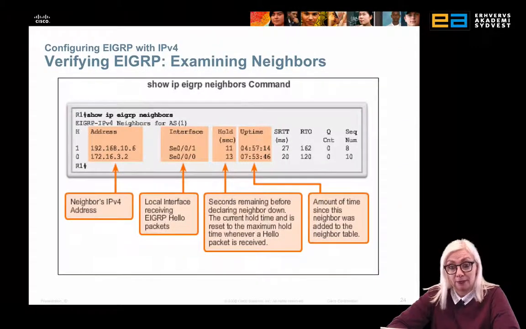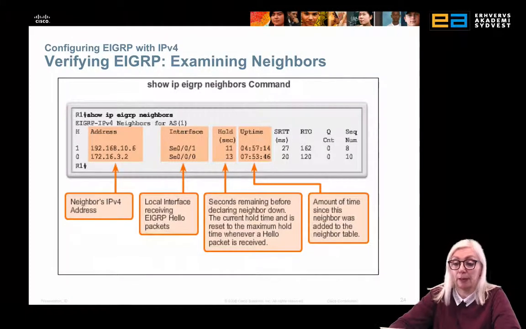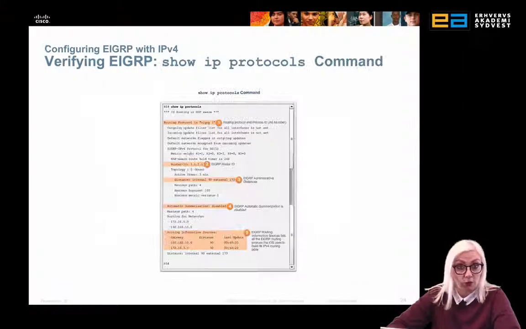To verify that I've set it up, I can use different commands. I can use, for instance, show ip eigrp neighbors to see my neighboring routers, their IP addresses, which interface, how long I've known them, and statistics of how they are working. I can, of course, also use show ip protocols. Then I will see that my routing protocol now is EIGRP, my router ID, my administrative distance.